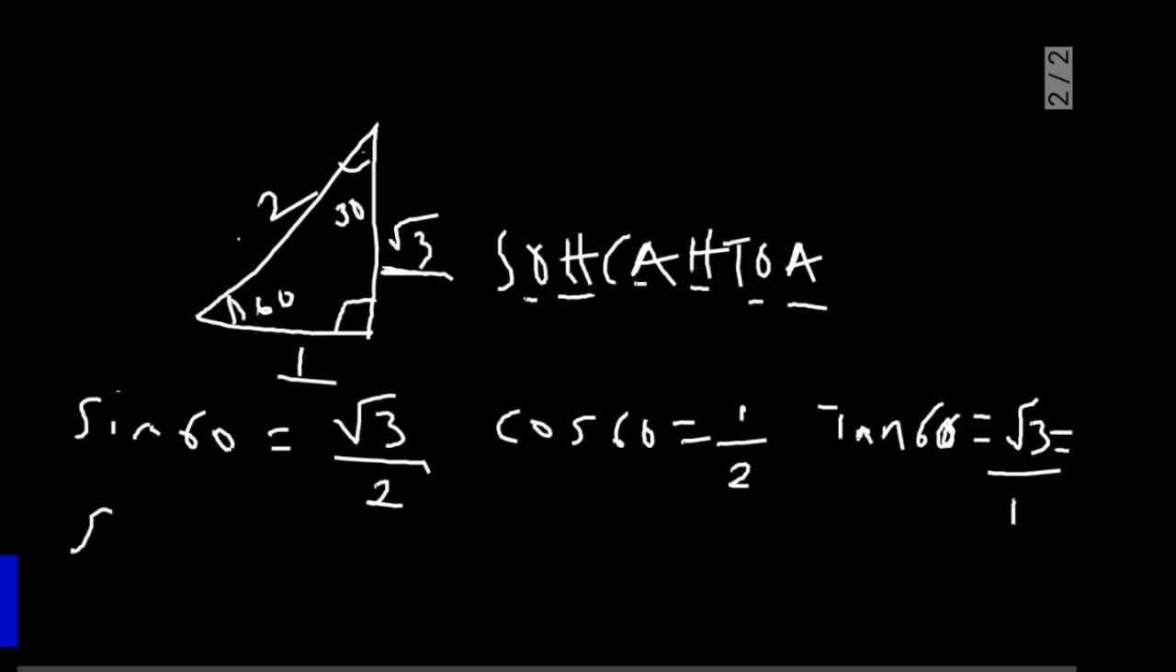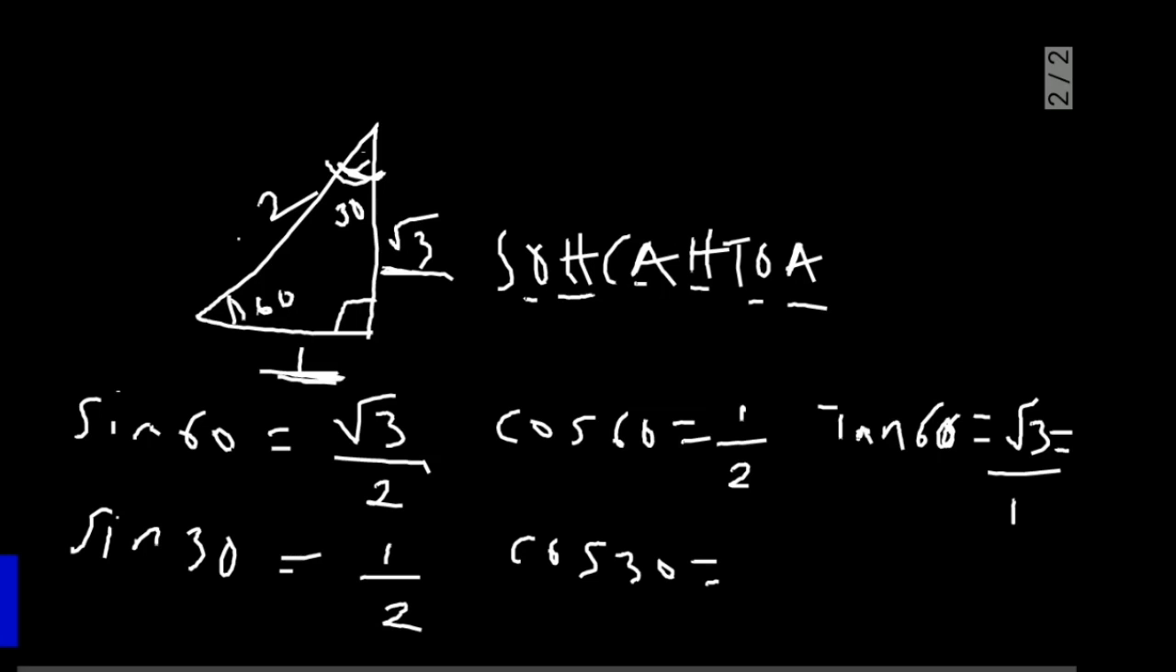Let's take sine 30. This is the angle we are considering, sine 30. This would be the opposite. So this is 1 over our hypotenuse 2. Cos 30 would be adjacent over hypotenuse. This would be our adjacent now. So we have root 3 over 2.